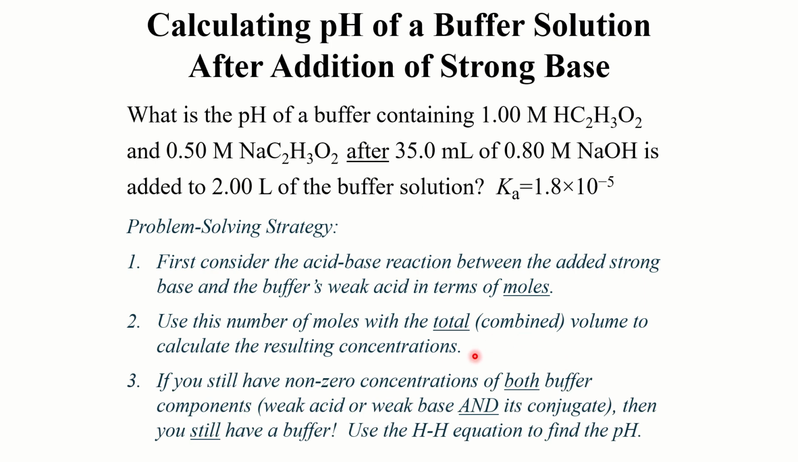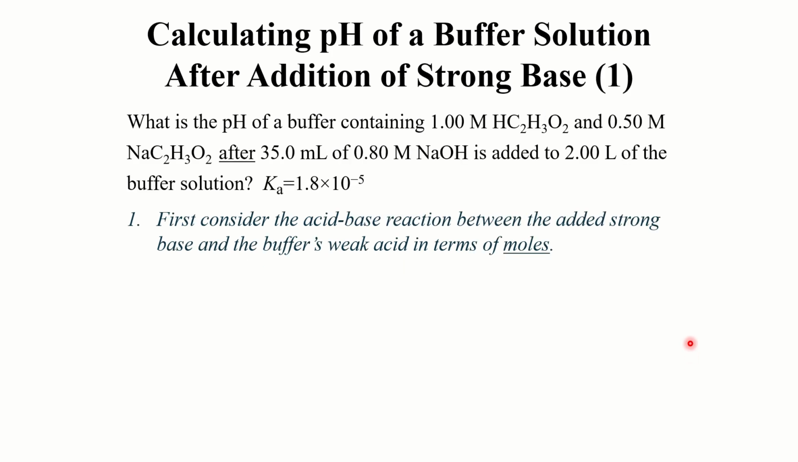If you still have non-zero concentrations of both buffer components, so the weak acid and its conjugate base, or the weak base and its conjugate acid, then you still have a buffer, and you can use the HH equation to find the pH. So let's start by considering the acid-base reaction here.